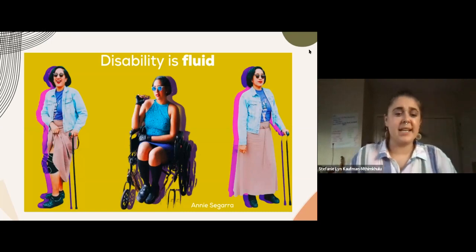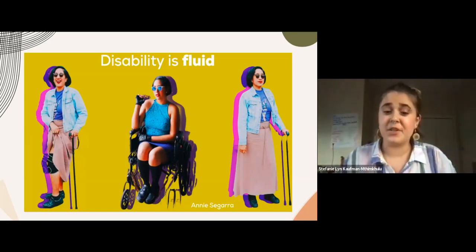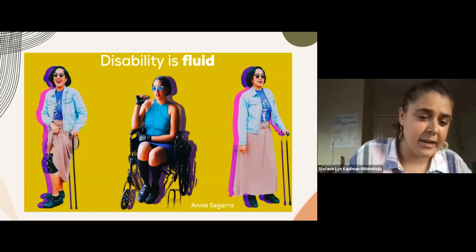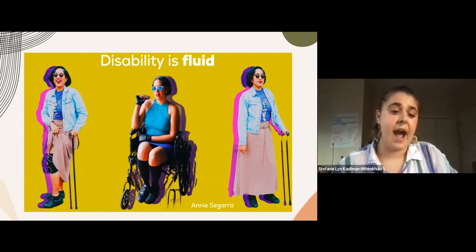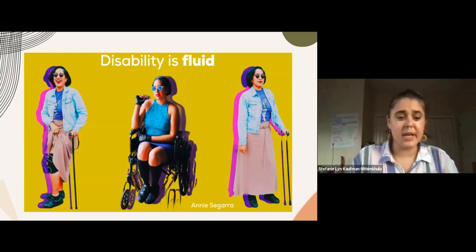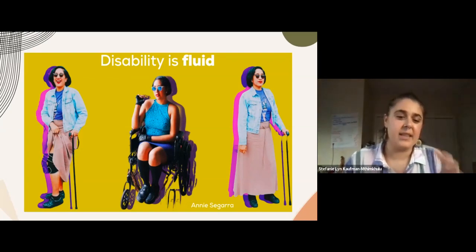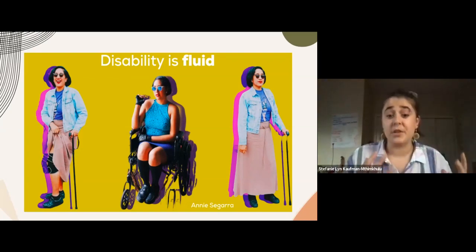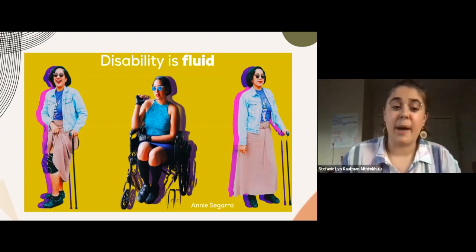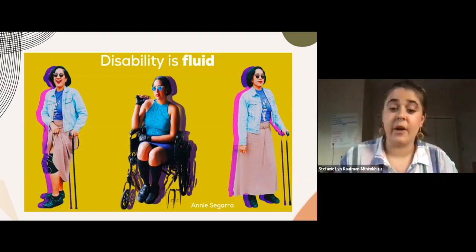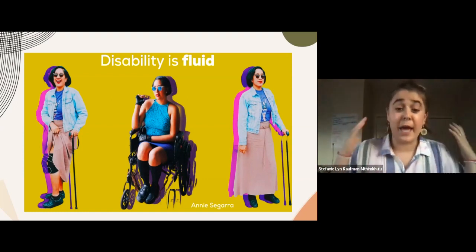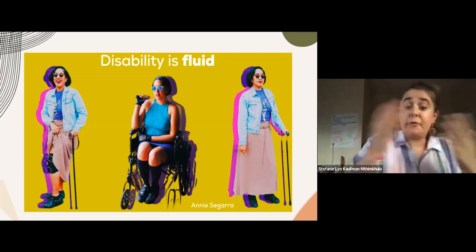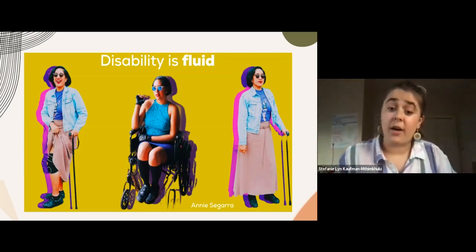Awesome. I also just want to name that disability is fluid, as I mentioned earlier. On the screen are a couple of photos of Annie Segara, who is a disabled activist. They have a cane in the first image and a knee brace, and in the middle image, they are sitting in a wheelchair. Annie writes a lot about the discrimination that they experience as an ambulatory wheelchair user. A lot of people think if you use a wheelchair, you must be fully paralyzed and cannot walk at all.